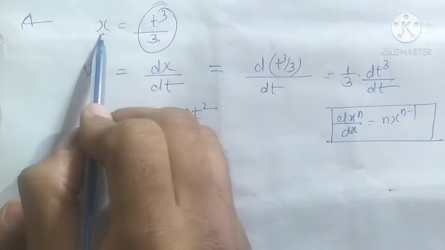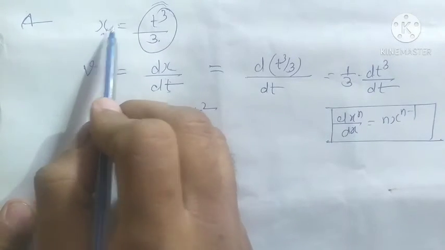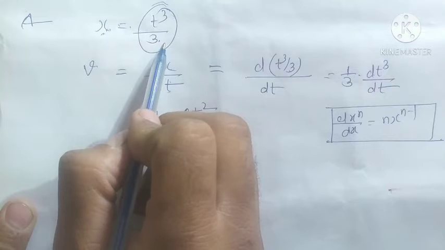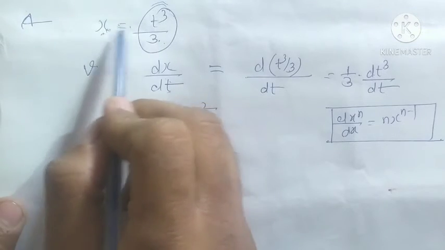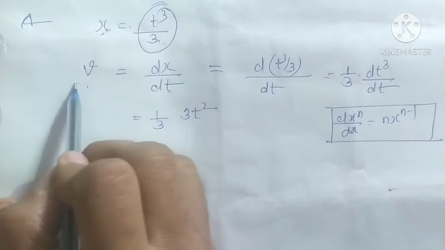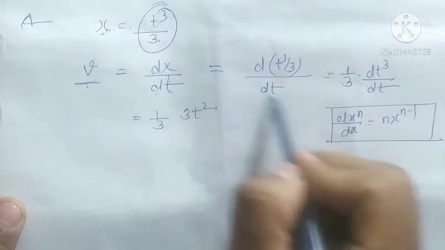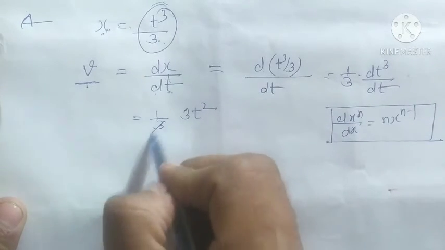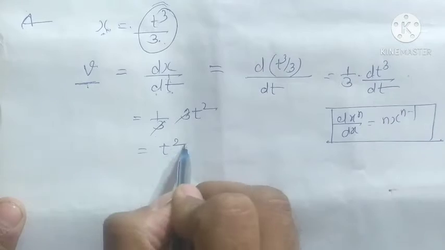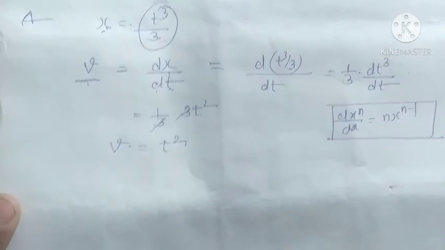I repeat again. Firstly, here x is equal to t cube upon 3, the given relation between position and time, where x is position and t is time. We already know that v is equal to dx upon dt. We put the value of x here, and after solving, the 3 and 3 will be cancelled, so we get t square.